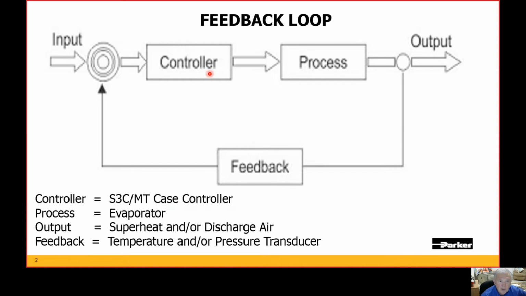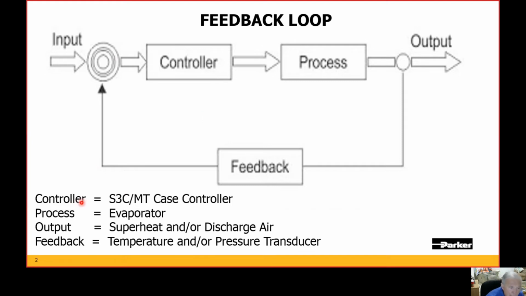The feedback loop consists of a controller, the process or plant, output of that process, and feedback, which goes to the input of the controller. The controller then makes changes to the process. We measure that output, that is feedback, which comes back to the controller, and this loop continues 24/7, 365.